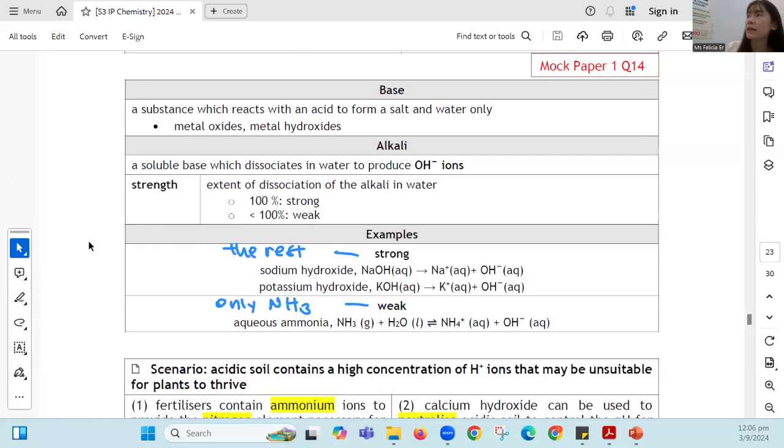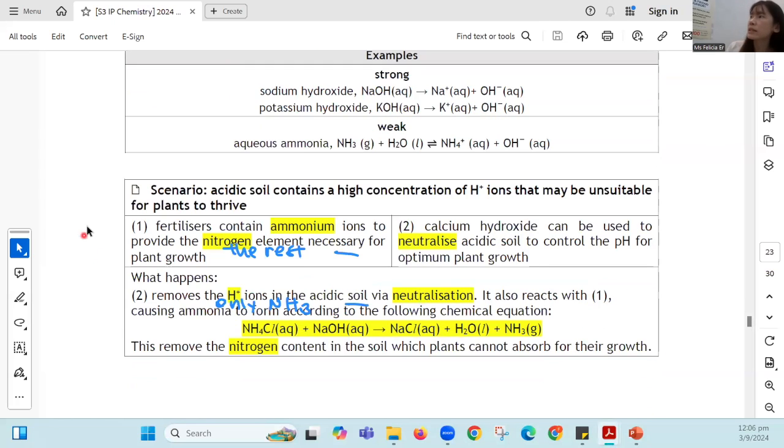Done copying, right? Okay, let's move on. Okay, so next part over here, this is like the very typical example. Like if the soil is too acidic, then what do you do?